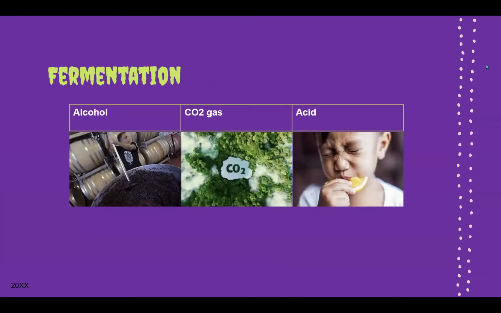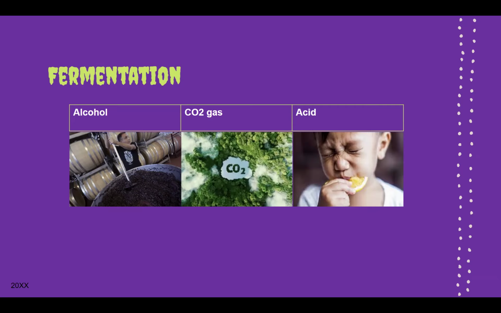Fermentation. So this is also another question that I've seen students miss. Typically, it'll ask you, hey, what are the three products of fermentation? And I've seen alcohol, I've seen CO2 gas, acid. Those are the main three ones. I've seen some people mix stuff. Well, they'll say like alcohol, gas, or I've seen people just only get two of the three.